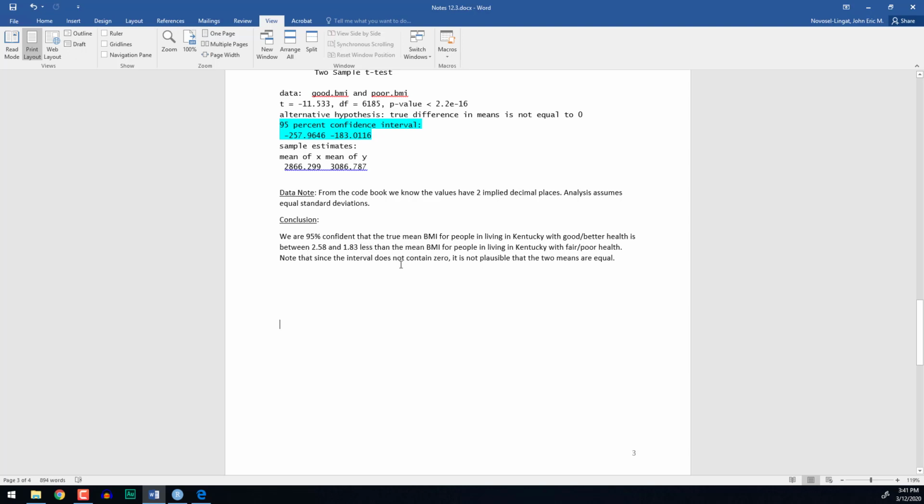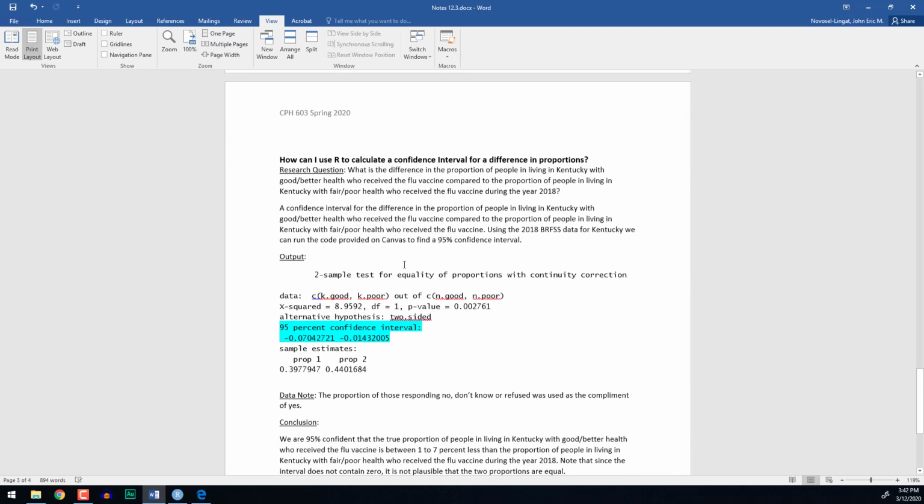Note that since the interval does not contain 0, it is plausible that the two means are not equal to each other. In other words, that there is a difference in the BMI between those with good or better health compared to those with fair or poor health. And in particular, based off that sample data, it appears that those with good or better health have a lower BMI compared to those with fair or poor health.